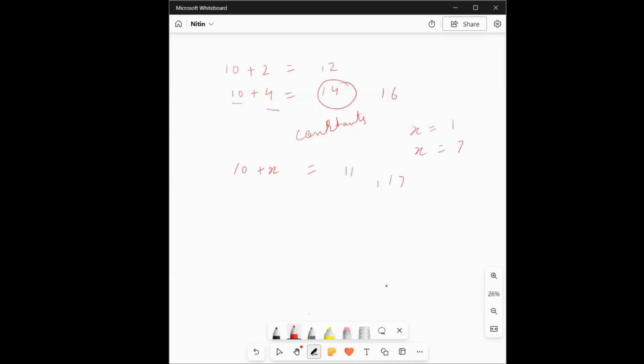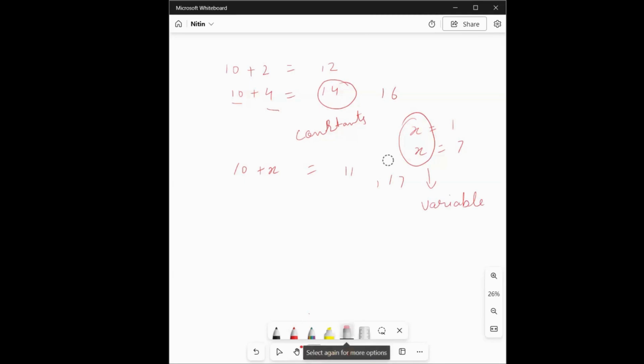So basically, this x does not have any constant value. It keeps on changing. It depends on us what value we give to this alphabet x. So they are called variables, because they don't have any fixed value. They keep on changing as per our requirement.